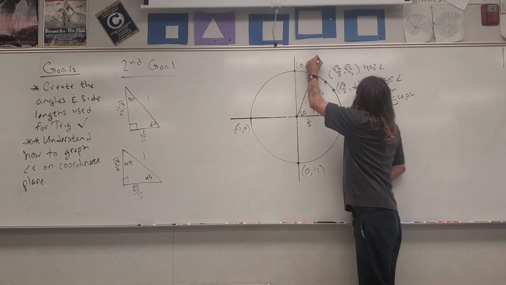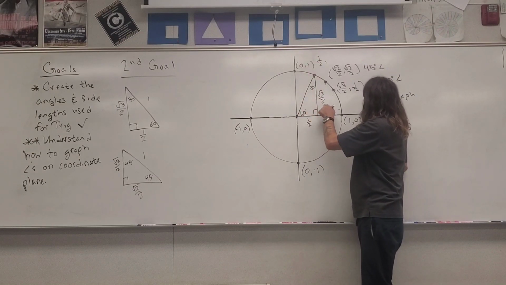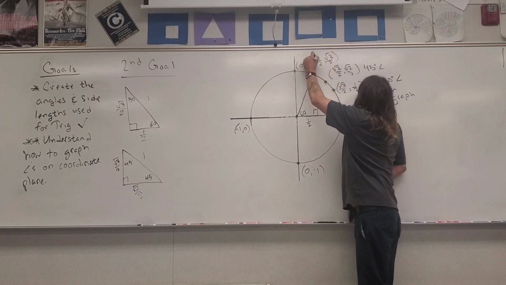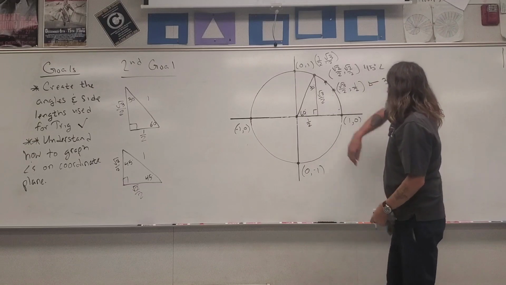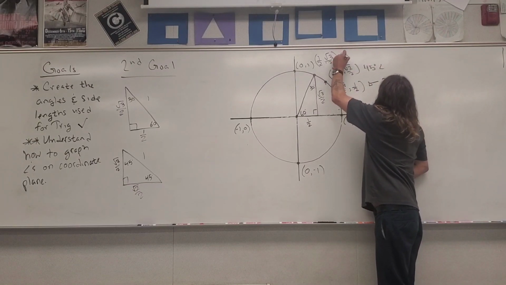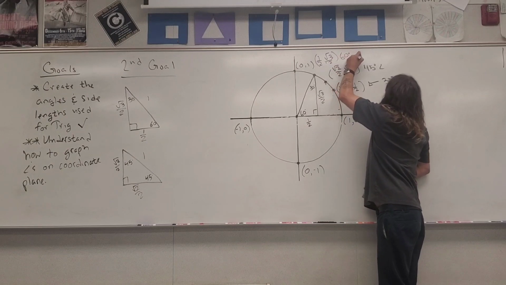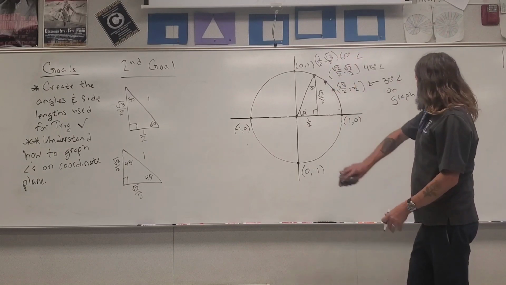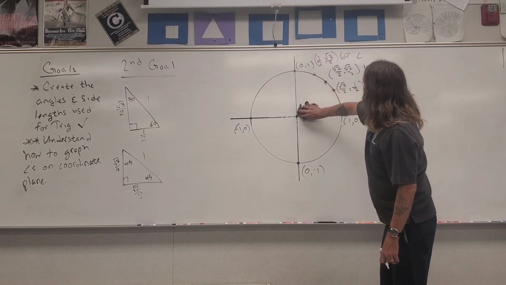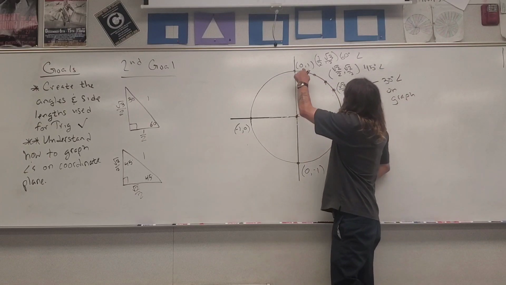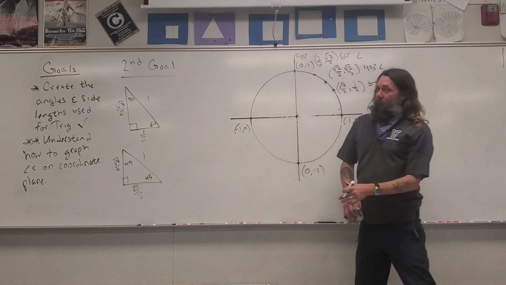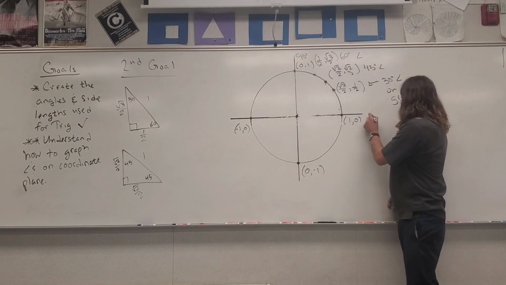1/2, comma, square root of 3 over 2. Okay, that is my 60-degree angle. So hopefully this is making sense to you guys. Okay, let me erase this. Okay, now 0, 1, that's my 90-degree angle. Okay, and 1, 0, that's 0 degrees.